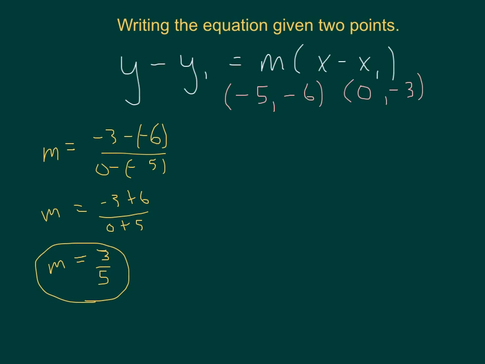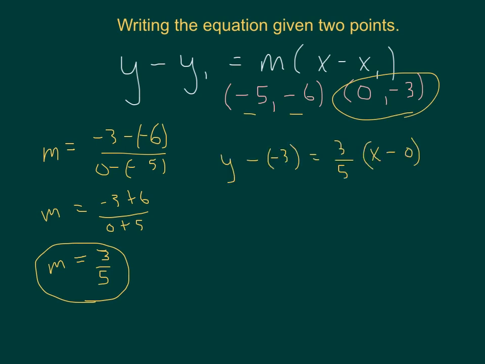So let's just take a quick look here. I have negative 3 minus a negative 6, which turns into a negative 3 plus 6. And I have 0 minus a negative 5, which is 0 plus 5. And so when it all shakes out, that becomes a 3/5. So now again, I have my given slope and a given point. And the point I'm going to use, I would prefer to use the 0, negative 3, because it's easier than using 2 negatives. So let's substitute that into our point slope formula.